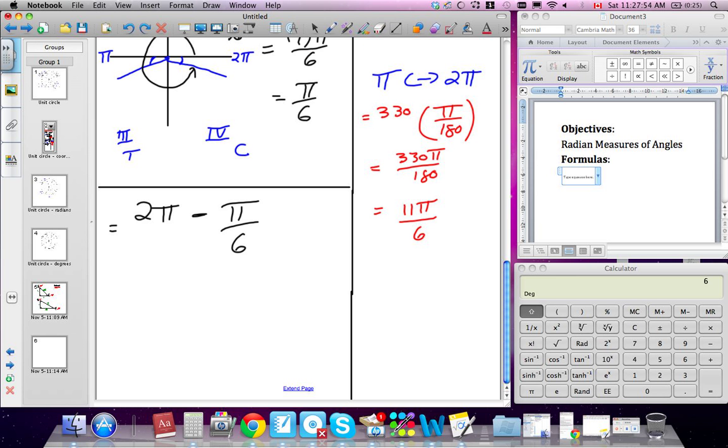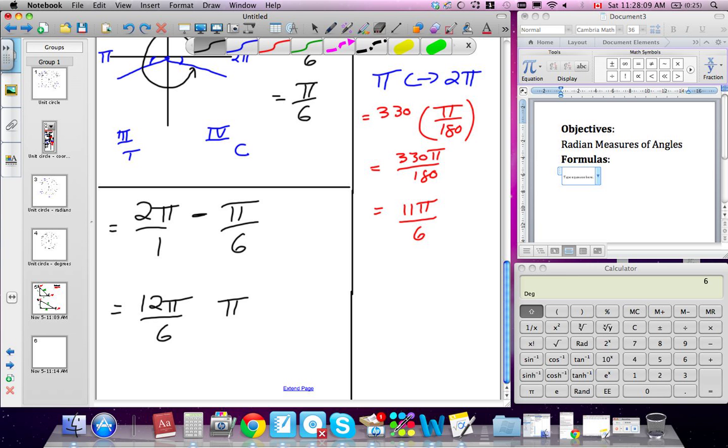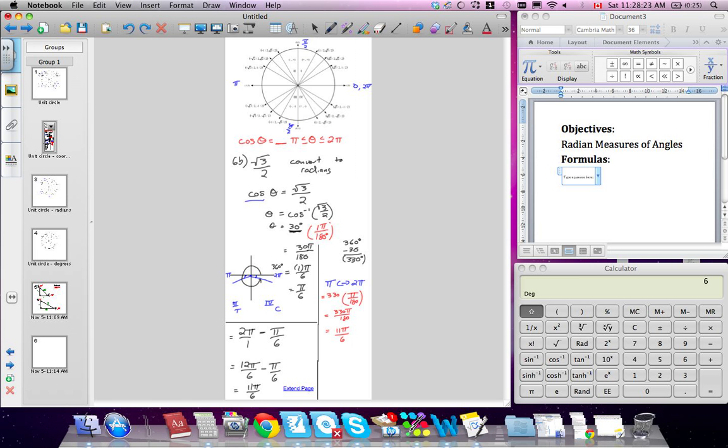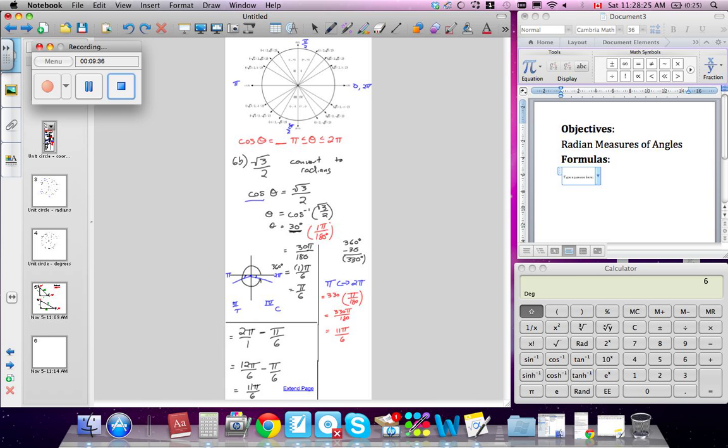Yeah. So now what we have to do is our fraction rules. We have to remember them. Technically, this is 2 pi over 1. So I need to have a common denominator. I'm going to have to multiply this fraction by 6. So that's going to give me 12 pi over 6. Subtract pi over 6. 12 pi subtract 1 pi will give us 11 pi over 6.